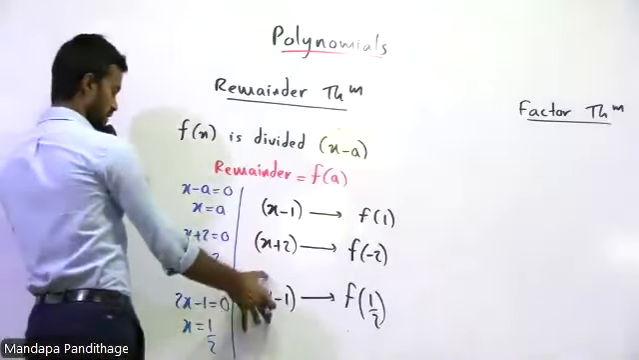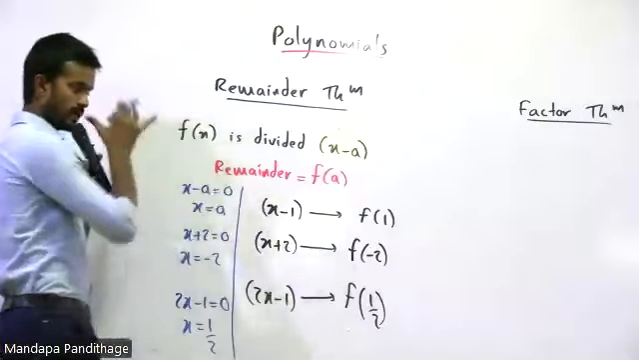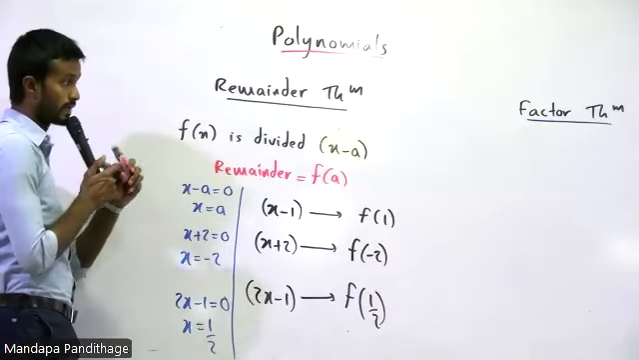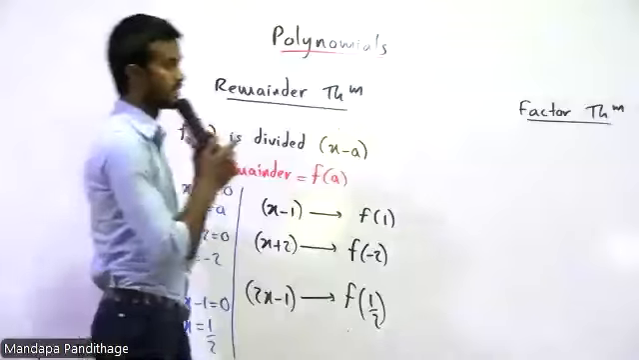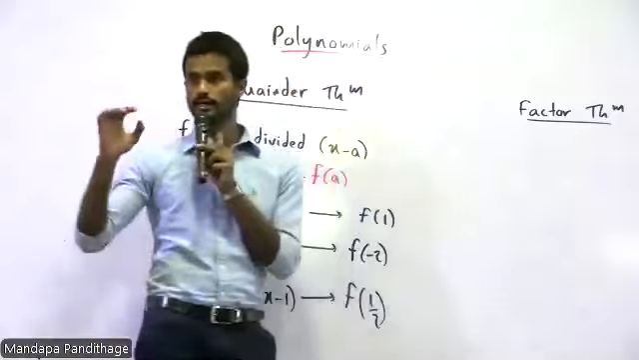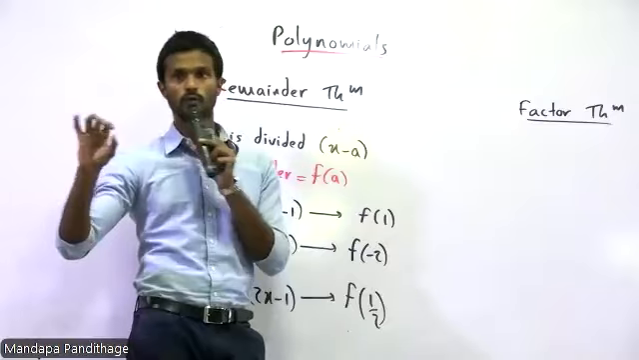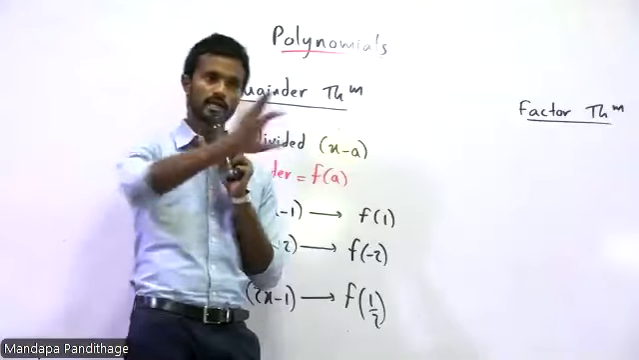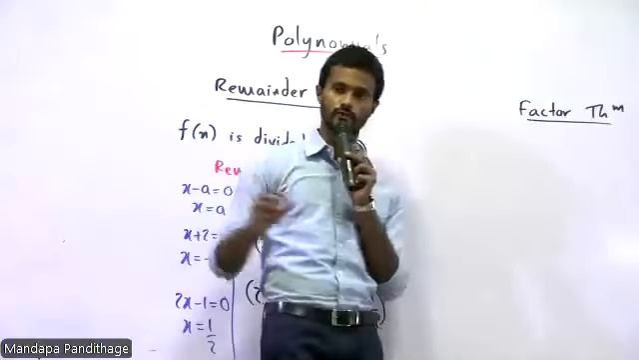Here, when we divide by 2x minus 1, the remainder is f(1/2). And from the other end, factor: what is the definition of a factor? The definition of a factor is that when we divide a certain expression or a term by its factor, the remainder will be zero. So that is the definition of a factor.